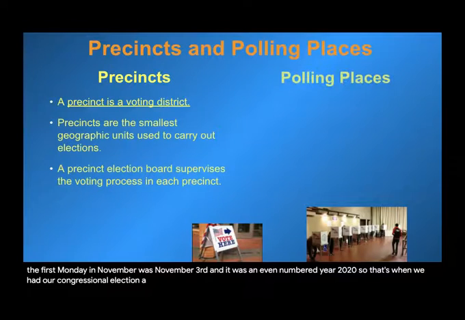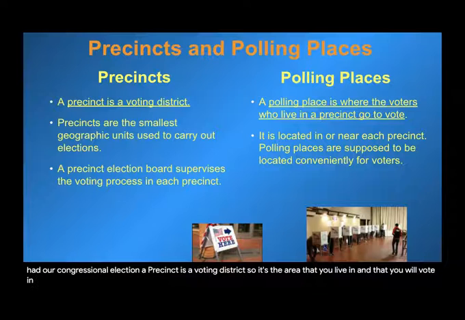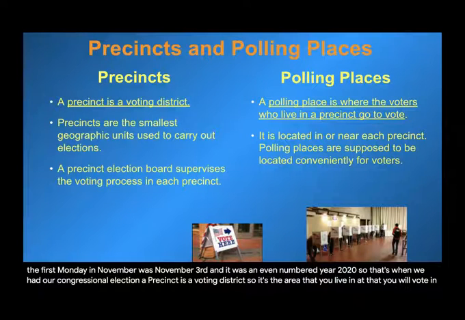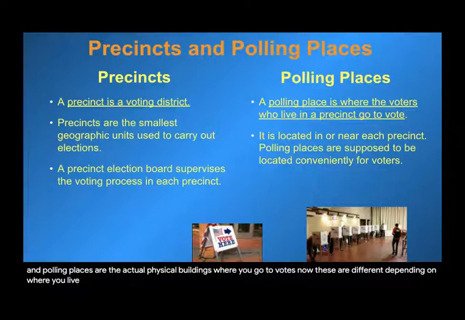A precinct is a voting district, so it's the area that you live in that you will vote in. And polling places are the actual physical buildings where you go to vote. Now, these are different depending on where you live. Mine happens to be a fire station. Sometimes they're at libraries, and sometimes they're in gyms, sometimes they're at schools.